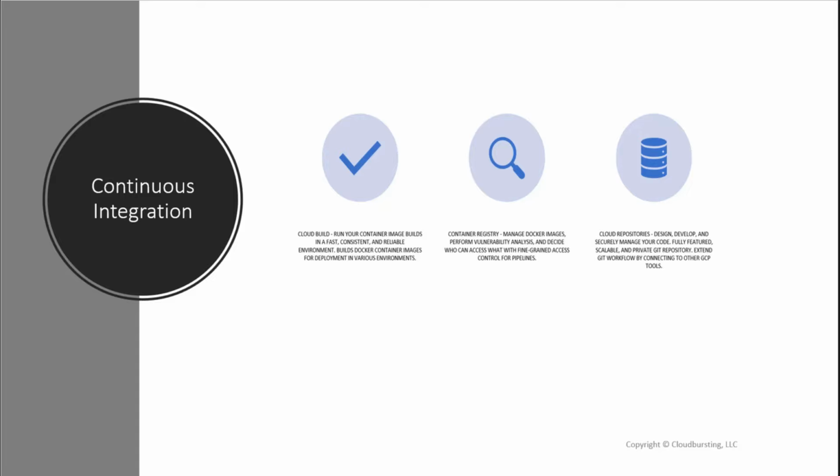Cloud Repositories, this is again our GitHub. This allows us to securely manage our code. We don't have to leave it on GitHub or anything. It's a private Git, essentially, is what it is.